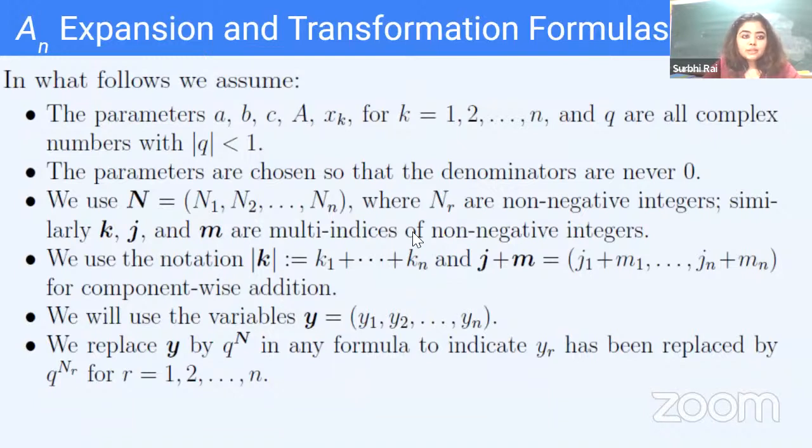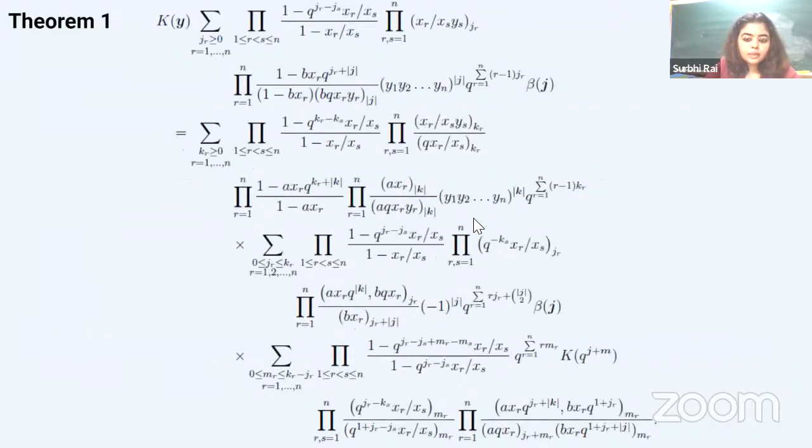So in this section, we will look at the A_n expansion and transformation formulas. For all of the results which follow, we will have these assumptions. For instance, a bold N of this form is an n-dimensional N, and we use this to show the component-wise addition. And similarly, the parameters are chosen so that denominators are never zero. So this is the very first result which we obtain.